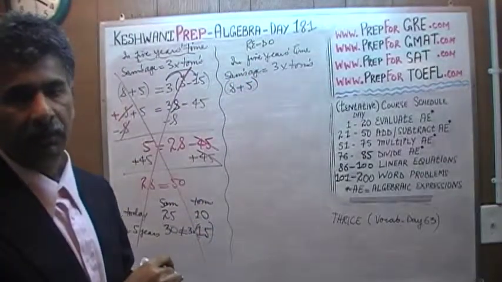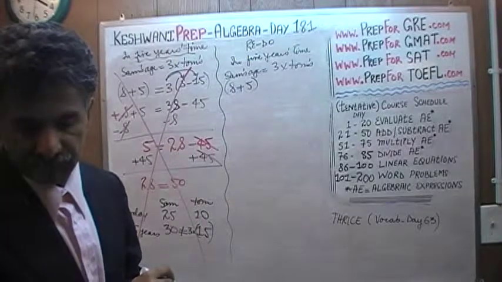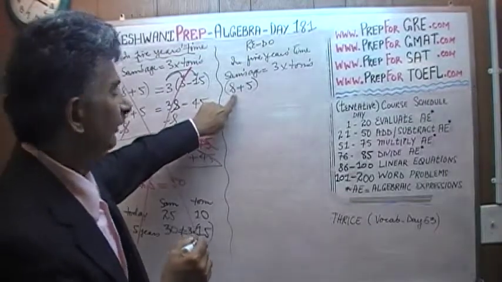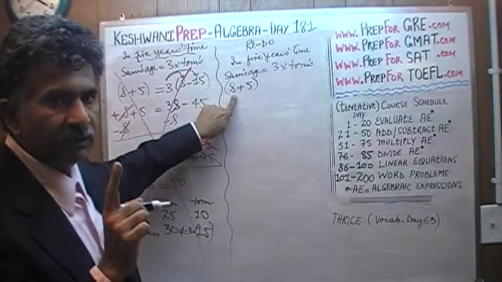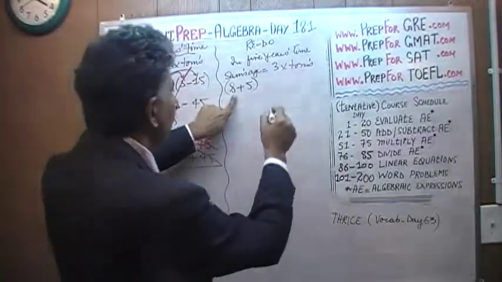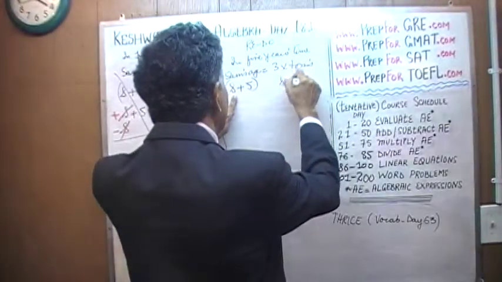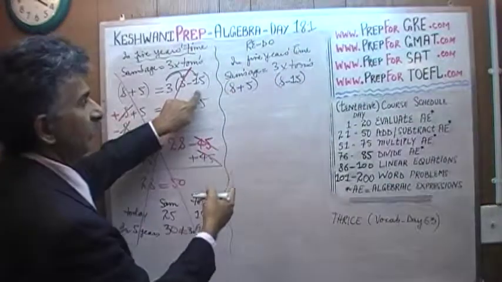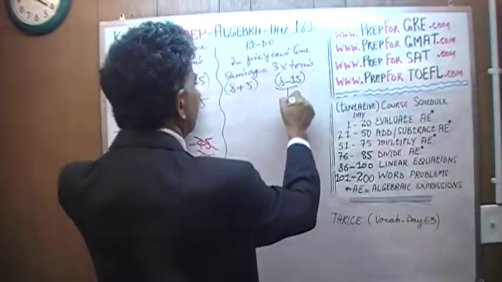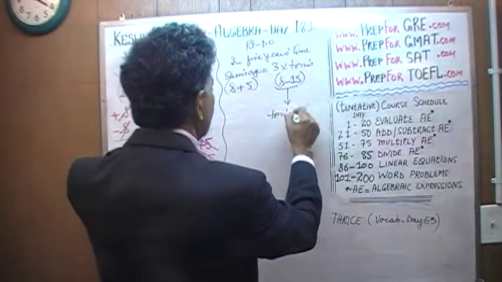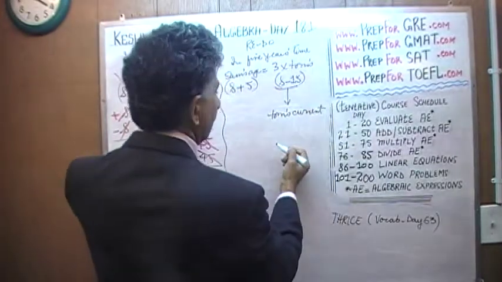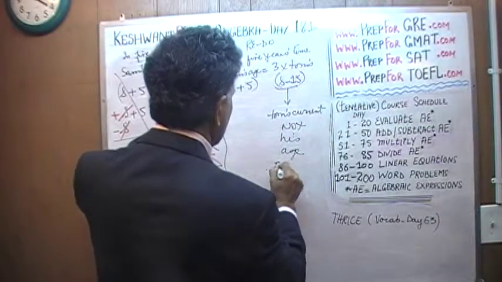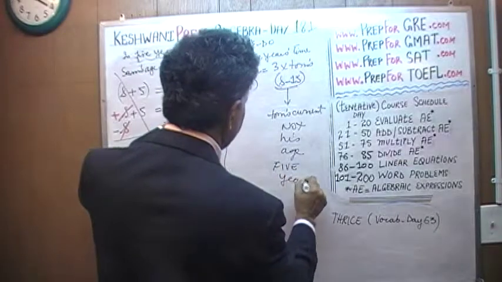What is Tom's current age? We know Sam is 15 years older than Tom. If Sam is S, and because Sam is 15 years older than Tom, then Tom must be whatever Sam's age is, minus 15. But what does this S minus 15 represent? This represents Tom's current age, not his age 5 years from now.